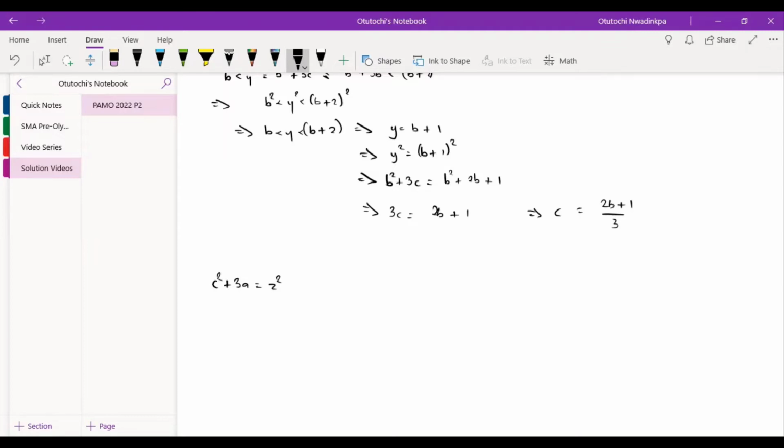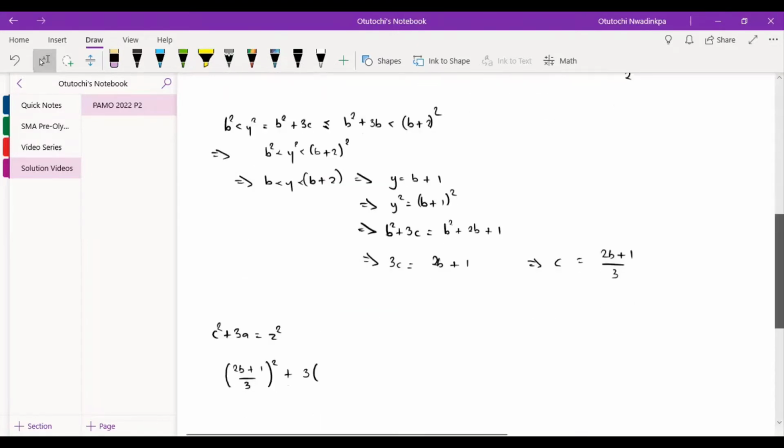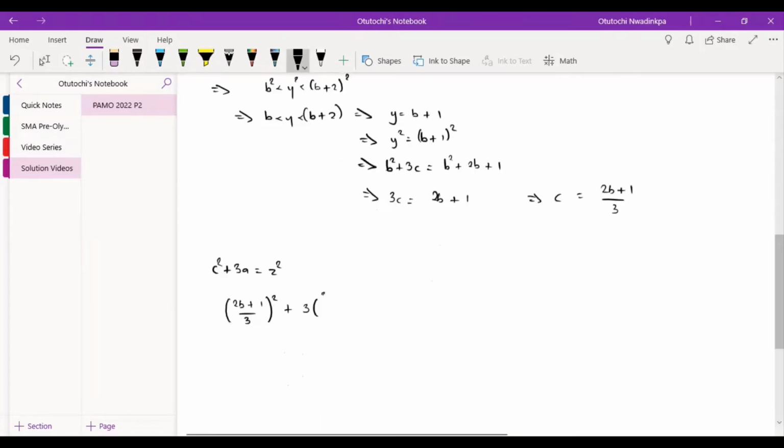A good way to go about this is to substitute c in terms of b and a in terms of b, and we'll have something like 2b plus 1 over 3 squared plus 3 times 3b minus 1 over 2. Let me confirm that. Yes, a is equal to 3b minus 1 over 2. And this is going to give us z squared, right? So now we can simplify this, and then we'll get some quadratic expression equal to z squared.